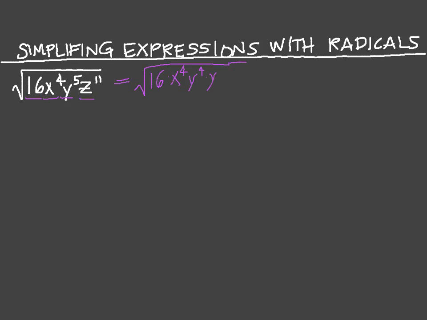And then lastly, same thing with z to the 11th. I can fit in z to the 10th. I know that's a perfect square, but I've got one z left over. So I think this is kind of the easiest way to do this. All right, so now let's pull out perfect squares.